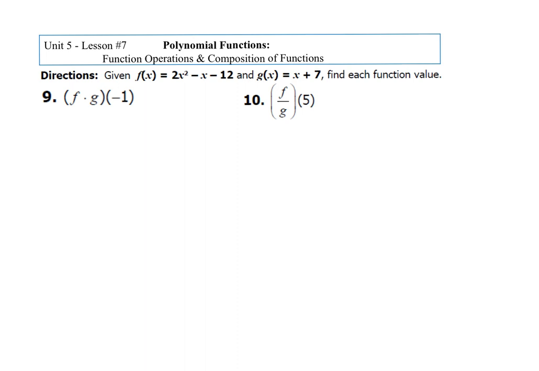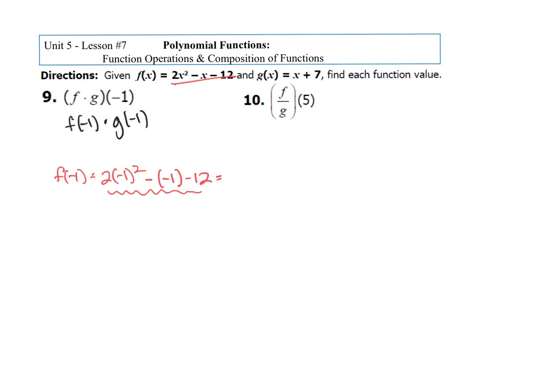So number 9, we're taking f of negative 1's answer, and we're going to multiply that to g of negative 1's answer. So first, I'm going to find f of negative 1, and that would be 2 times negative 1 squared, again using this function right here, minus negative 1 minus 12. Type it all into your calculator. And that equals, what did that equal? That equaled negative 9.